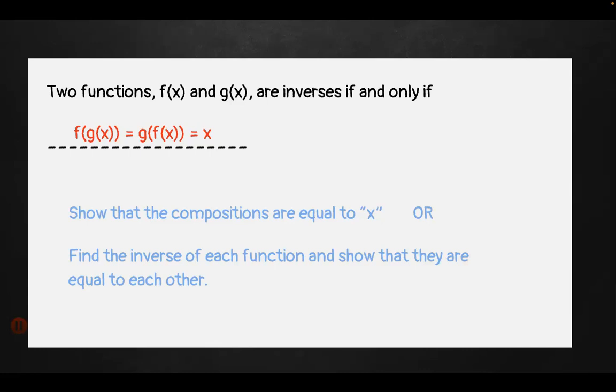Something else that you can do is you can actually find the inverse of each function separately. So the inverse of f and the inverse of g, right? Remember that means switching the x and the y and then solving for the new y. And then you're going to show that those inverses, those answers, are going to be equal to each other. So two ways to show and verify whether functions are inverses.